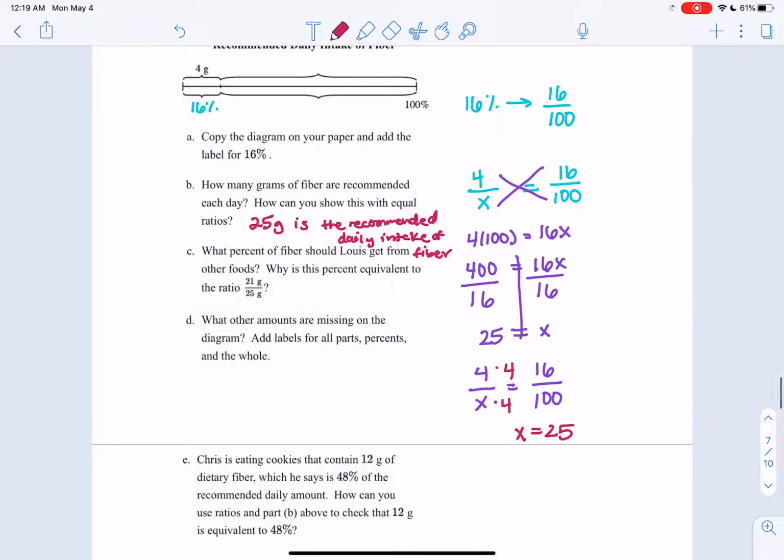Okay, and that's how you would find the daily recommended. And that's what you're going to be doing today for your PowerPoint slide. I'm going to go ahead and finish off this problem, but if you just wanted to see this part, you'll go ahead and go to the slide now.